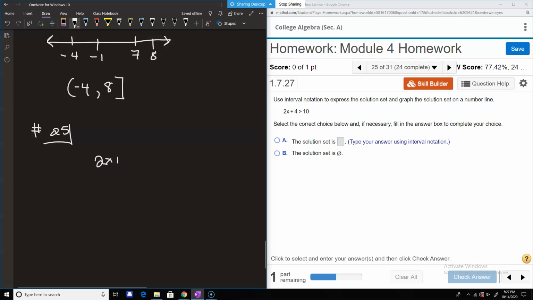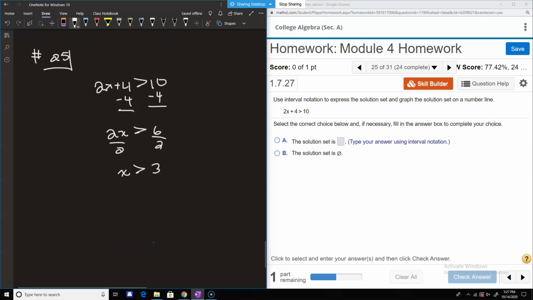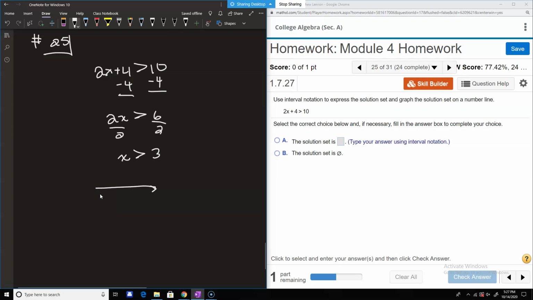So 2x plus 4 greater than 10. So we just subtract 4 on both sides. So we have 2x is greater than 6. Then we divide by 2. So we get x is bigger than 3. Again, if you want to graph that, that's just everybody bigger than 3. So we're just shading to the right. Bigger numbers are to the right. In interval notation, this would be from 3 all the way up to infinity.